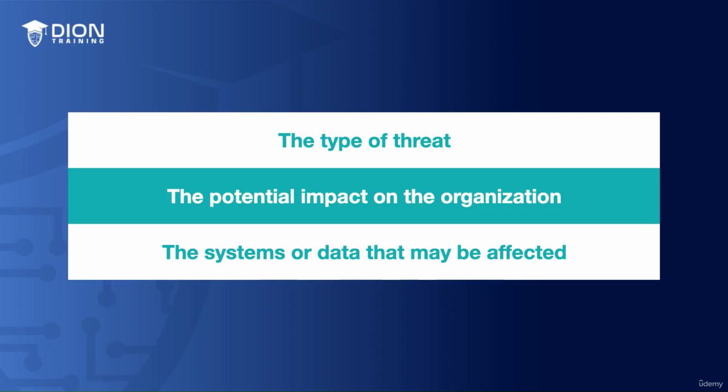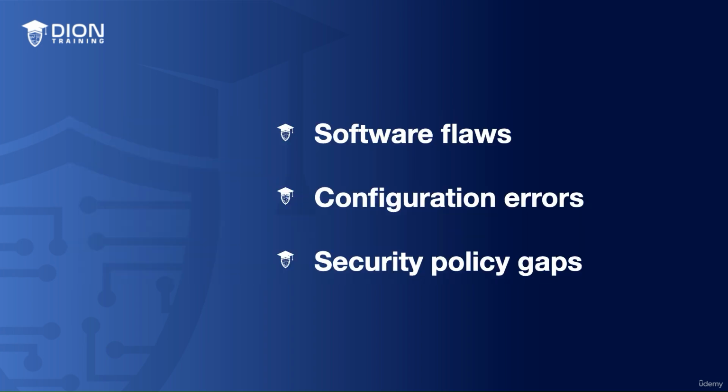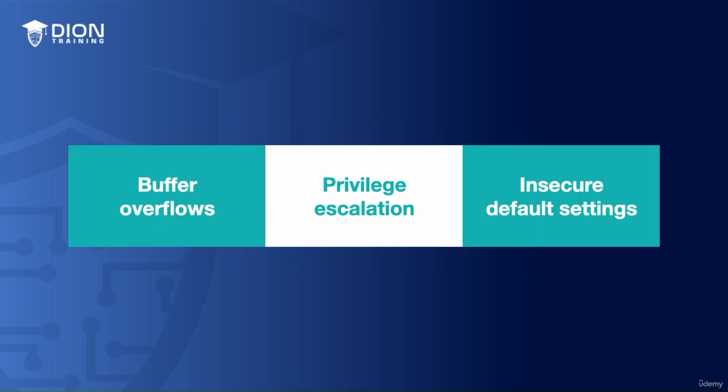Third, we need to classify our vulnerabilities. Now, classification involves categorizing the identified vulnerabilities based on factors like the type of threat, the potential impact on the organization, and the systems or data that may be affected. By doing so, organizations can better understand the nature of the vulnerabilities and align their remediation efforts accordingly. For example, vulnerabilities might be classified into categories like software flaws, configuration errors, or security policy gaps. Within each of these categories, we can further subclassify these things like buffer overflows, privilege escalation, or insecure default settings.